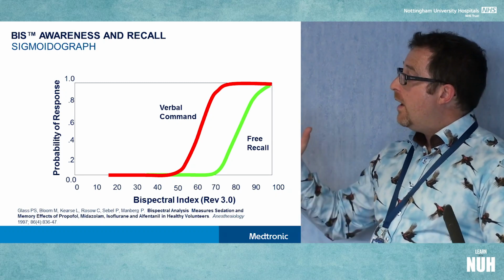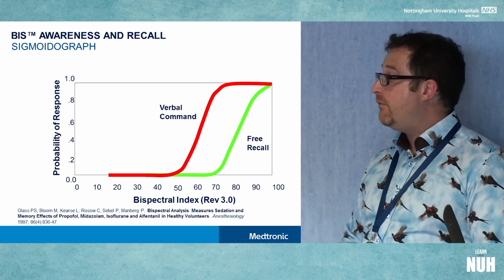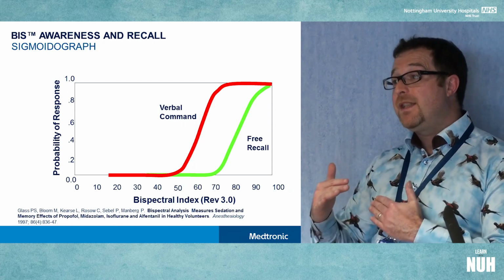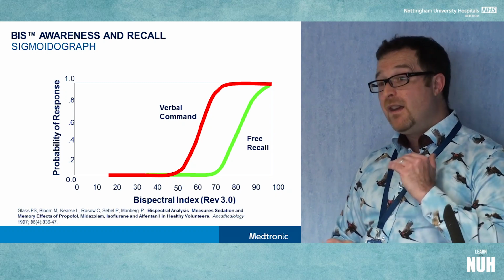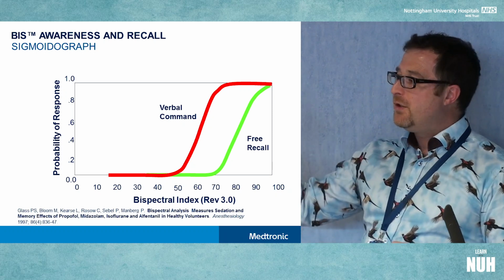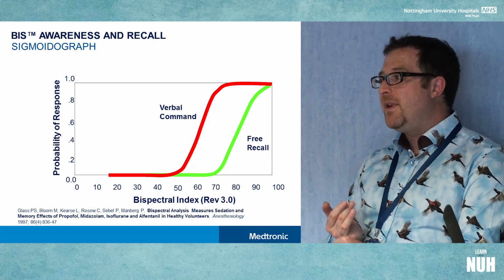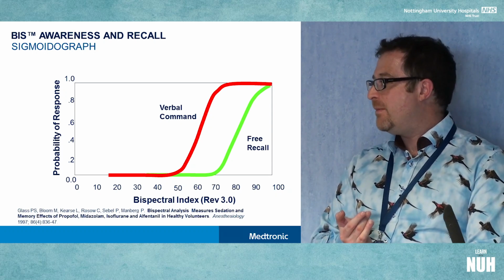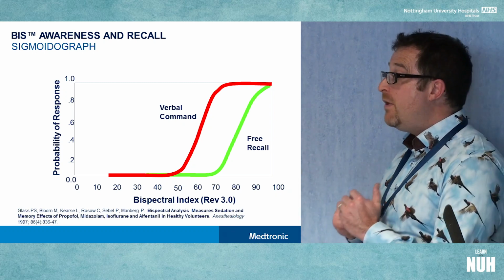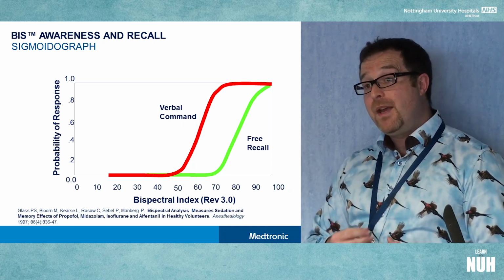Okay. It's not until the BIS reaches 75 that you've got a similar probability of free recall or awareness. So again, most anaesthetists use BIS quite cautiously and conservatively, the mid to high 30s, low 40s. But what this does show us is twofold. One, that there's a very tenuous link between consciousness and depth of anaesthesia monitors, so we need to set our expectations. And two, all we really know is below 60, we can be as certain as we can be that the patient won't be aware.